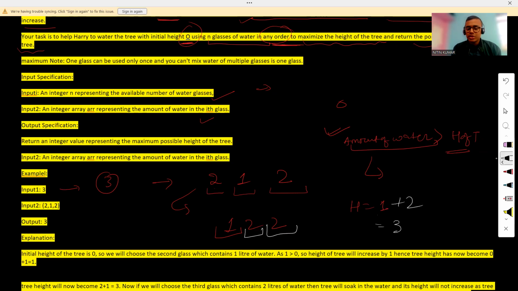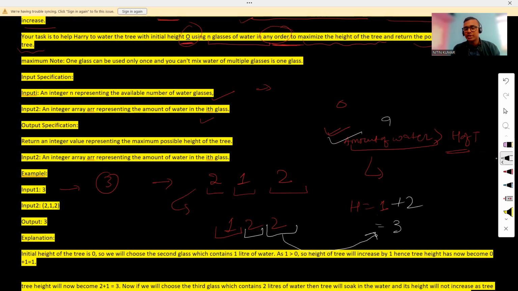And again there is a 2. When we pour this 2 of water on the tree, could it help to increase the height of the tree? Let's check. This case should be compatible to increase the height of the tree.